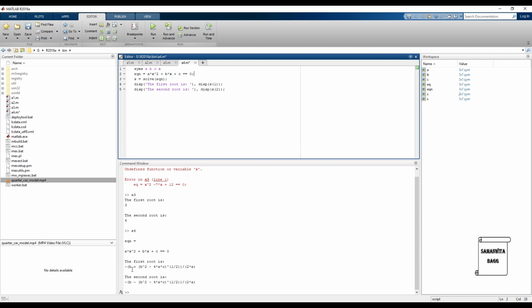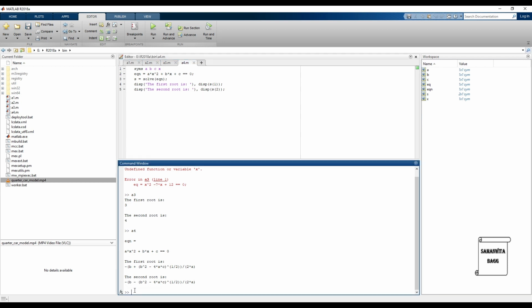The first root is minus b plus square root of b square minus 4ac upon 2a. So this is the root value, and the second root is again minus b minus square root of b square minus 4ac upon 2a. We know these are the roots of this equation, ax square plus bx plus c is 0. So suppose if I run once again by putting a semicolon at this spot, you will see that the equation is not repeated. This equation term is not there. Only the two roots have been displayed.